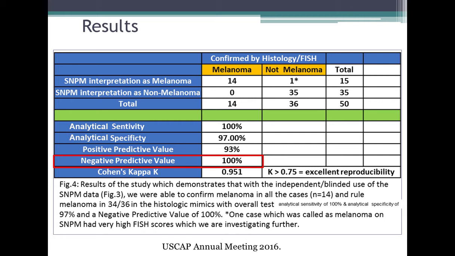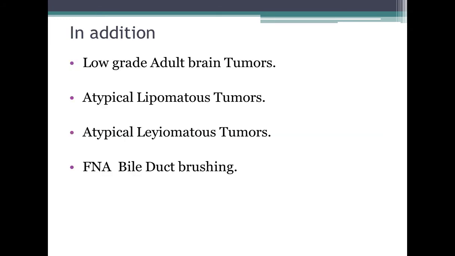We were able to get a near 100% analytical sensitivity and specificity. But for me, the most critical value was the negative predictive value. So in the assay, we are not trying to make the diagnosis of melanoma, but we're trying to make sure that we are not missing melanoma in these histologic mimics of melanoma.